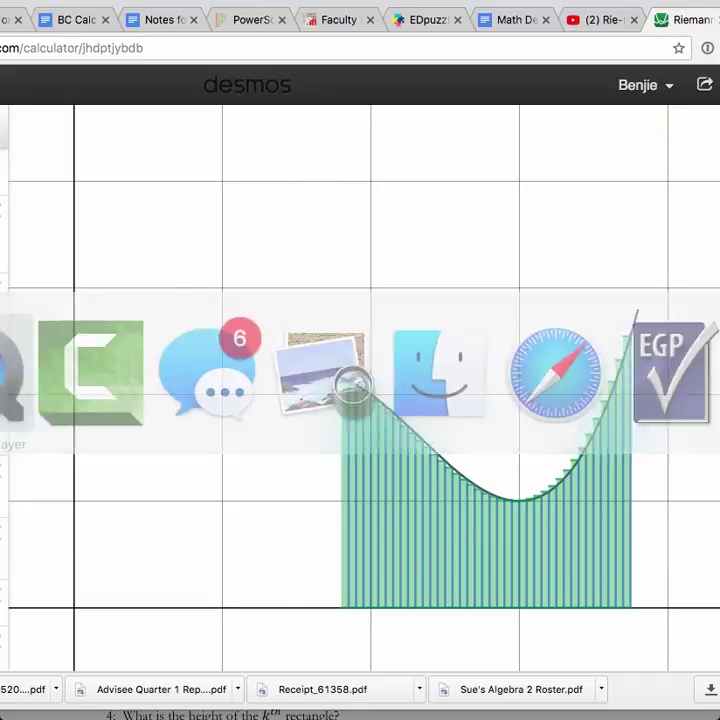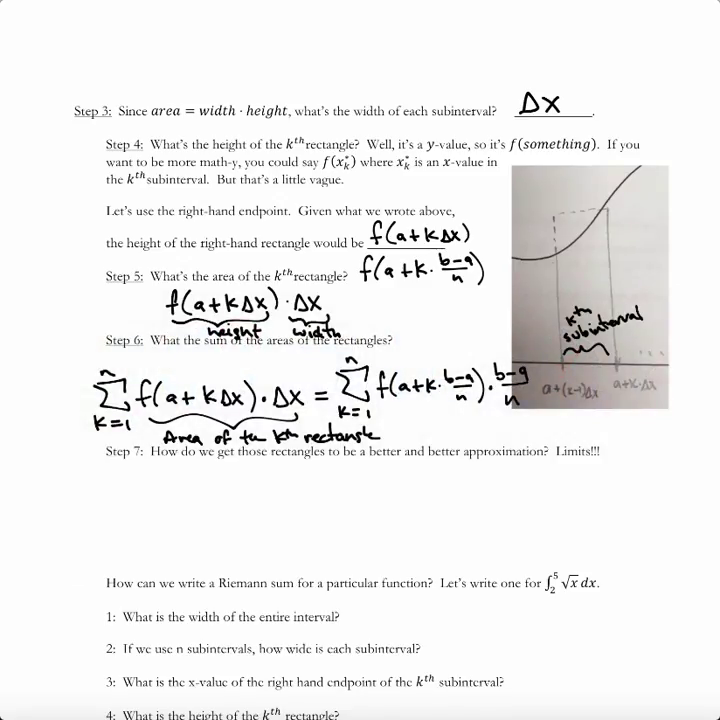And so what we can say is, aha, how can we get those rectangles to be a better and better approximation? Let's take infinitely many of them. So we'd say here the limit as n goes to infinity of the sum, k equals 1 to n. So we're going to take the limit as we go towards infinitely many of these subintervals of exactly what we were summing up here before. I can use this expression right here, or I can use this expression right here, one and the same. I'll use this one out here. That is going to be f of a plus k times b minus a over n, times b minus a over n out here.